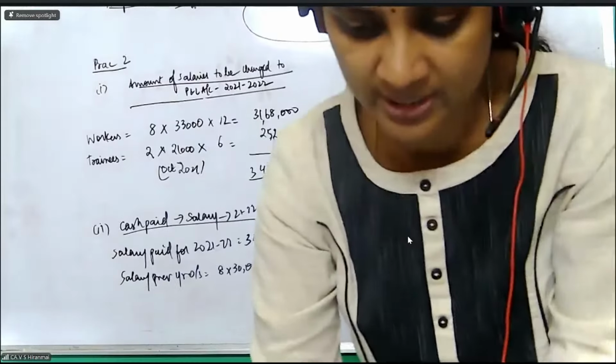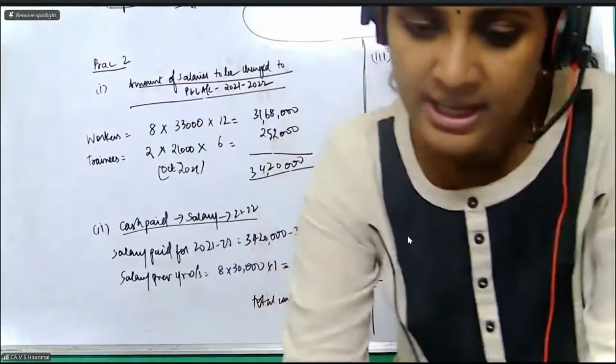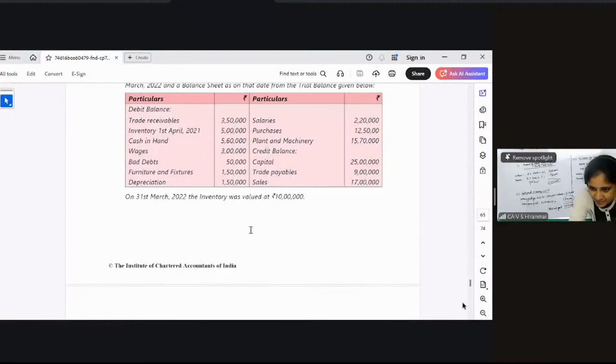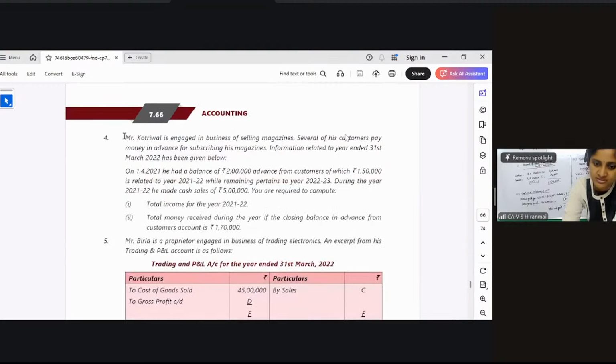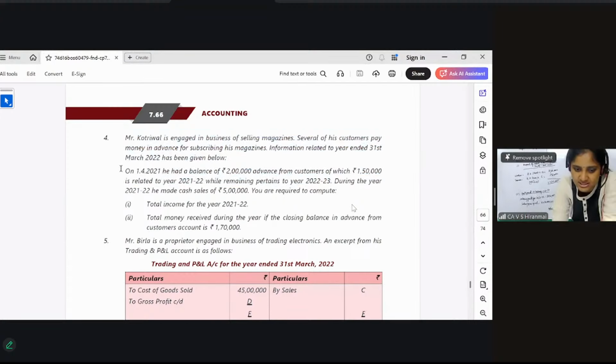So now I'm going ahead with one more question of the same fashion, which is your practical question number 4.3. I want all of you to please work it out. That's homework, very easy. You're required to prepare trading P&L from the following, and the adjustment is only this. Mr. Kotriwal is engaged in the business of selling magazines. Several of his customers pay money in advance for subscribing to his magazines. Okay, so subscriptions are being given and it is being done.